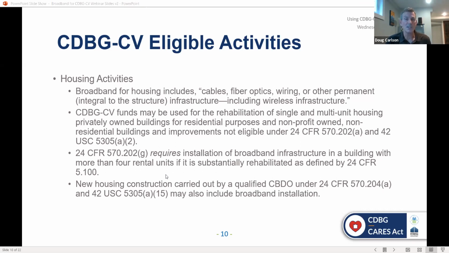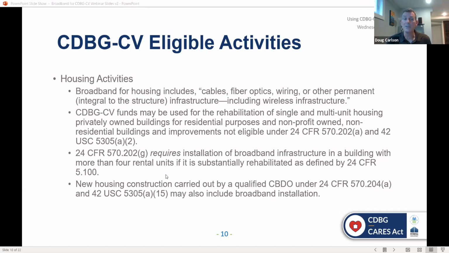It's also important to know that there is an added section now to 570.202 that actually requires the installation of broadband infrastructure if a building has more than 4 rental units and is being substantially rehabilitated as it's defined under 24 CFR Part 5. So there's actually a requirement in some instances that broadband infrastructure be supplied as part of a housing activity. So it's important to keep that in mind, and you might want to look up that regulation if you're not familiar with it.